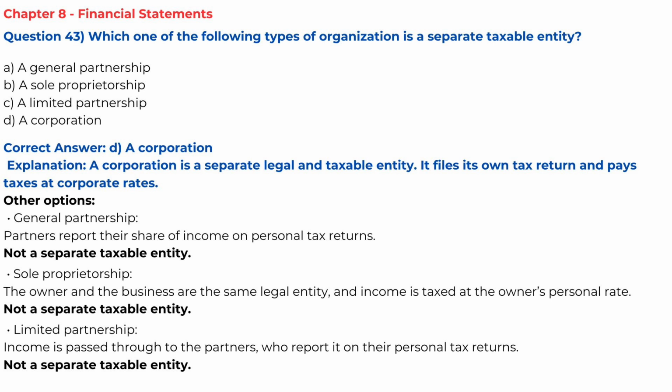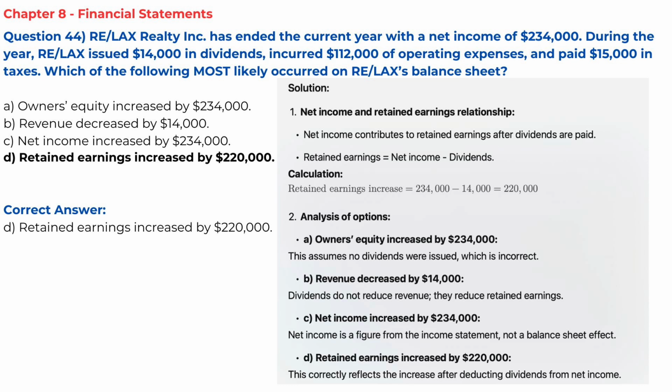Sole proprietorship. The owner and the business are the same legal entity, and income is taxed at the owner's personal rate, not a separate taxable entity. Limited partnership. Income is passed through to the partners who report it on their personal tax returns, not a separate taxable entity.